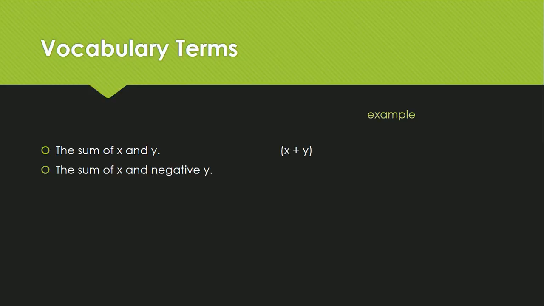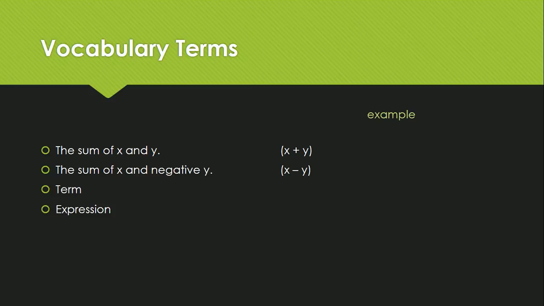The sum of x and negative y. Well, it looks a lot like x minus y. But we're adding a negative. So we can also think of them as being switched around: a negative y plus an x, and that might be useful for us.